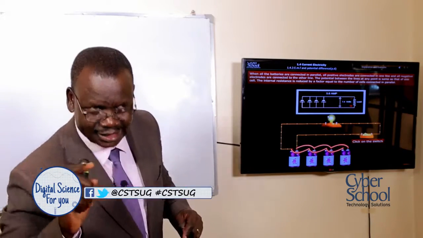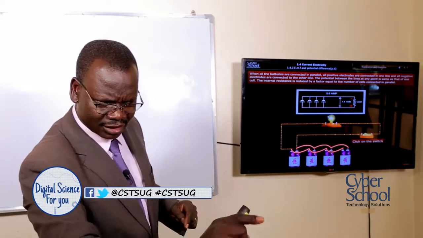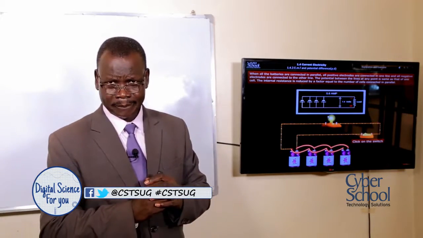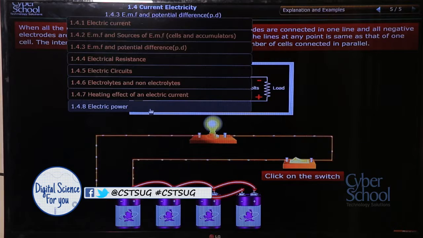You are seated there listening. How do you think the sockets are connected? You have a TV, you've got a fridge, you have a cooker, all of them are tapping power. How much power, how much voltage does each one take? Digital science has got the answer for us.